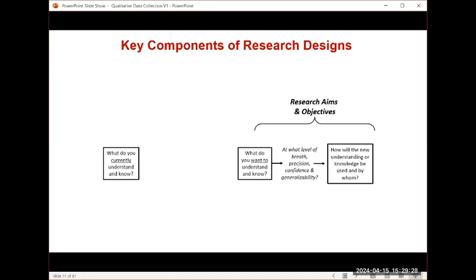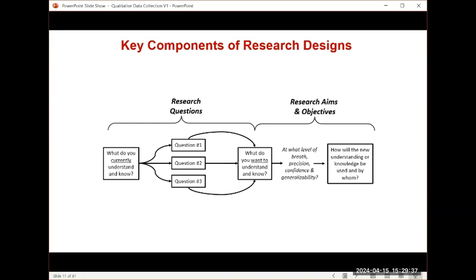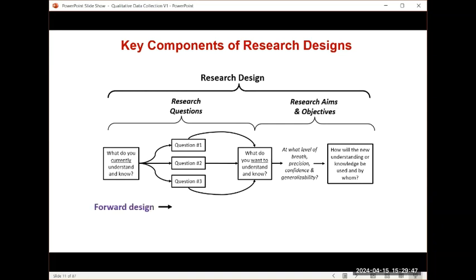So I spend a lot of time thinking about the back end of where I want to get to and how the research is going to be used. Then, once you have that, then you can start figuring out what are my research questions that are going to get me there. We tend to refer to this whole thing as research design. All right. Now, what I see typically is we do a forward design where we start off with what do we currently know, we do the literature research, and we work down through, and often at the very end, we try to figure out what our research aims and objectives are.